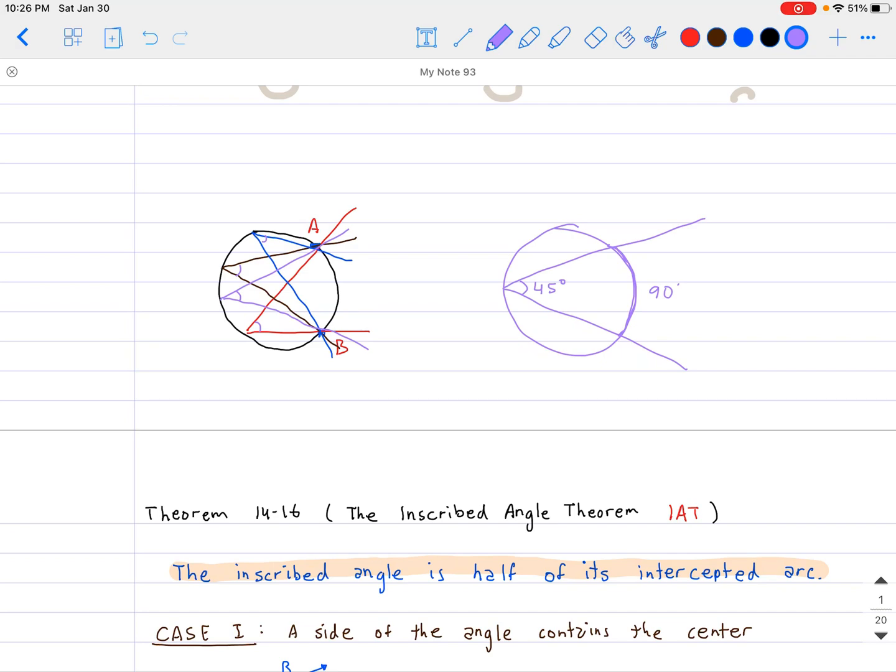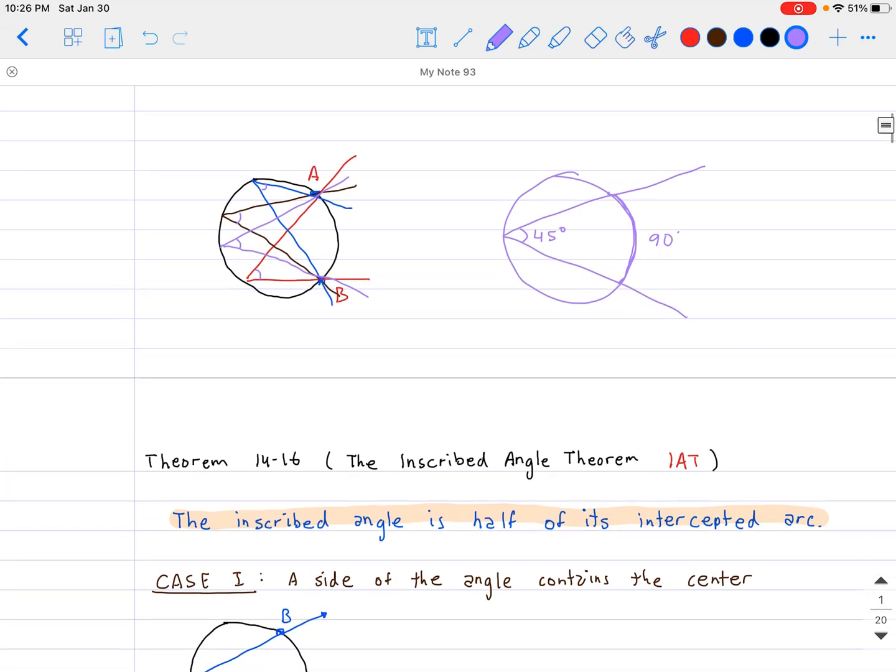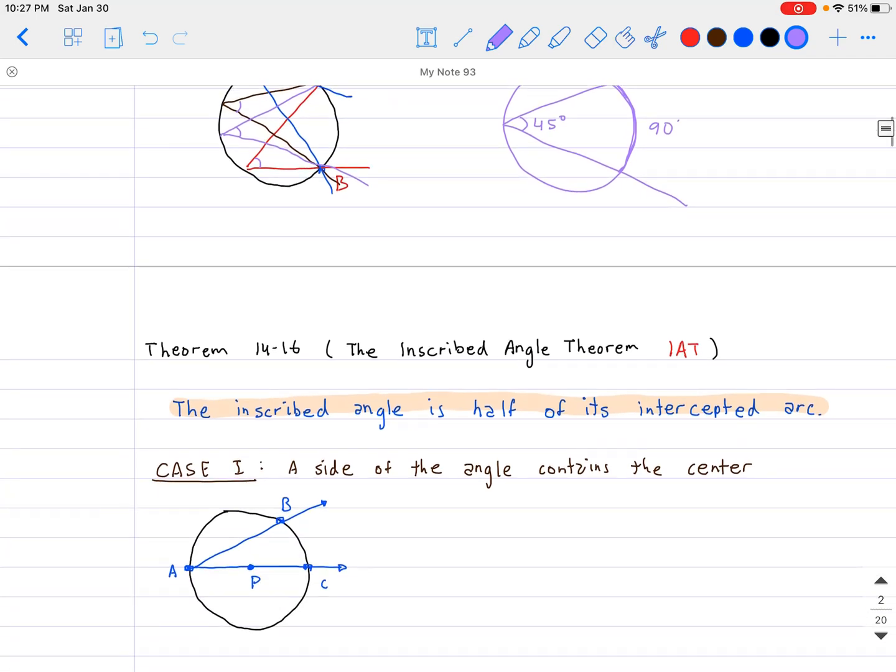So that's the general idea behind it. So let's go ahead and see how the proof actually works. This one is a little unique because we have to break it into 3 different cases. The first case is, well, this is what we're going to have to kind of build off of.